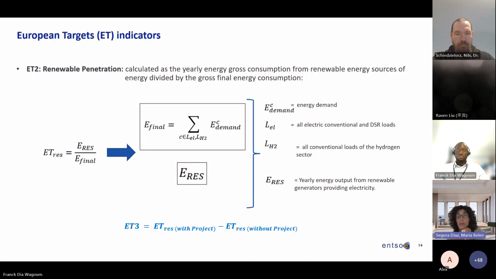In this term, it has to be taken into account the hydro, the wind onshore and offshore, the solar photovoltaic, the solar thermal, and other renewable generation. And again, as in the previous indicator, to compute the contribution of a project to this indicator, we have to calculate with and without the project to obtain the result from the project point of view. And that's all the information on the European targets indicators that we wanted to give.